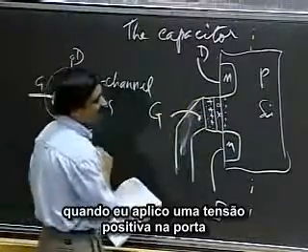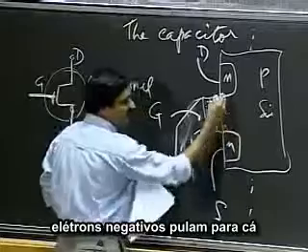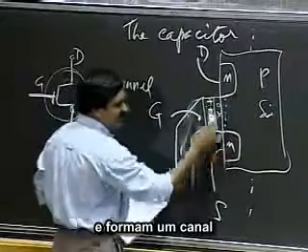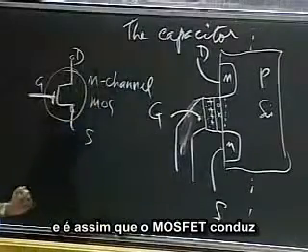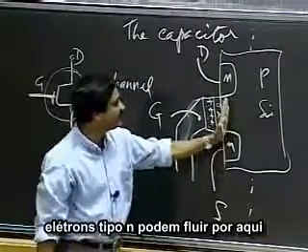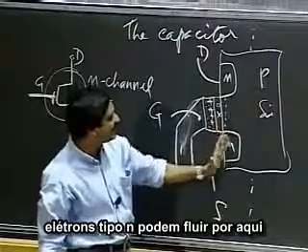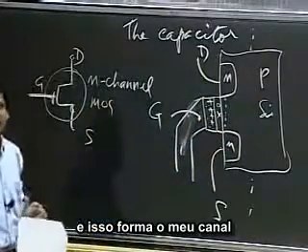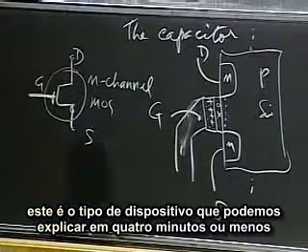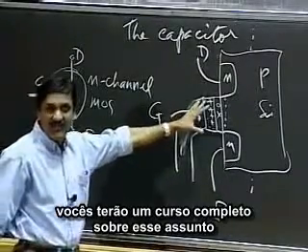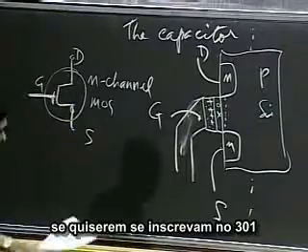So when I apply a positive voltage at the gate, negative electrons are pulled up here, which forms a channel, and then current can flow, and that's how the MOSFET turns on. So N-type electrons back to N-type, and I get electron flow here, and that gives me my channel. This is just kind of devices in 4 minutes or less. You will do an entire course on this if you take 301.